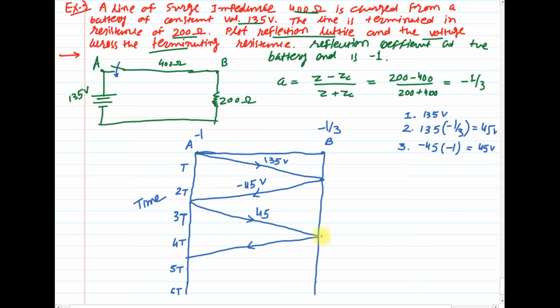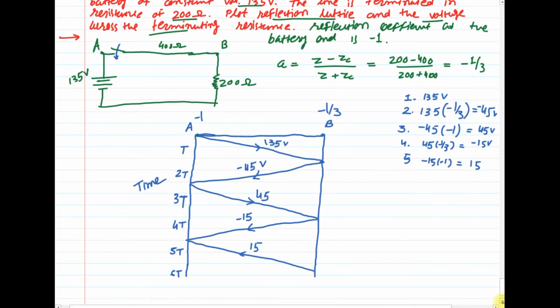Clear? And here at the fourth step, I can write 45 into minus 1 by 3, which is minus 15 volt. Clear? And next it will be reflected back at the end of the transmission line, multiplying with the reflection coefficient at the battery end, which is minus 1. So we'll write over here at the fifth step, minus 15 into minus 1, that is 15. Clear?